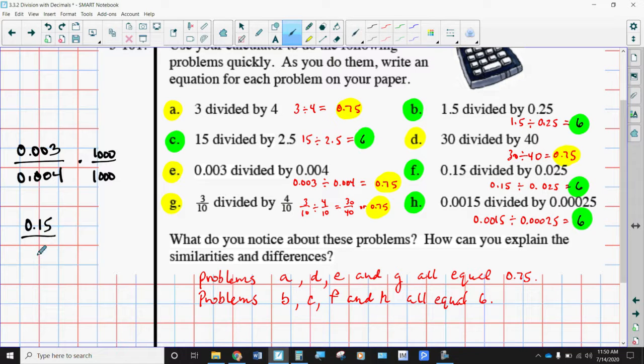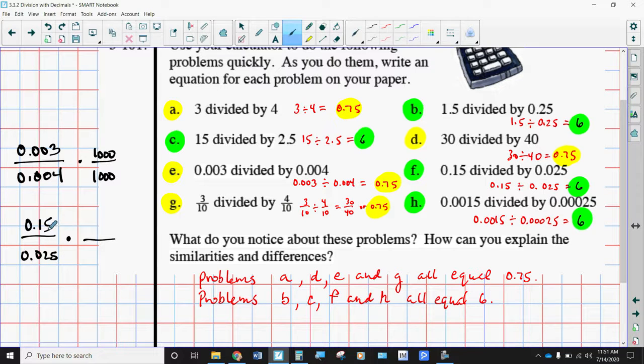Okay? Here, if I take 0.15 and I want to divide it by 0.025, there's actually a rule that we have to follow. You don't necessarily have to get whole numbers or integers in the numerator and denominator. You just can't have it in the denominator.